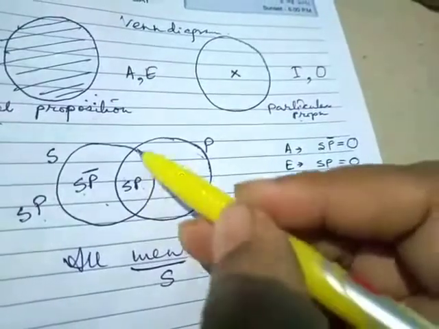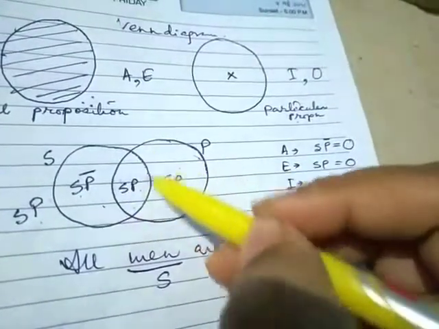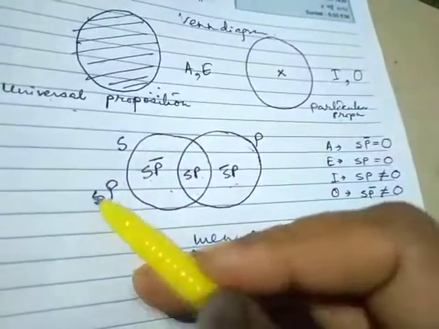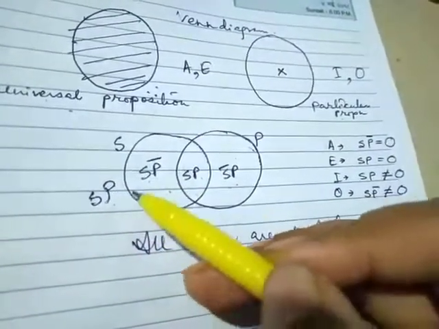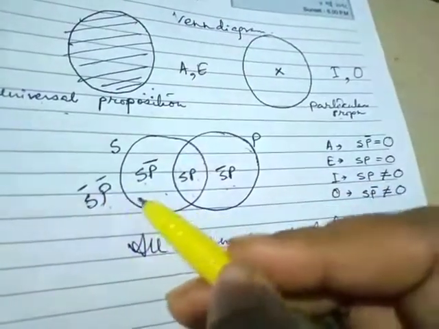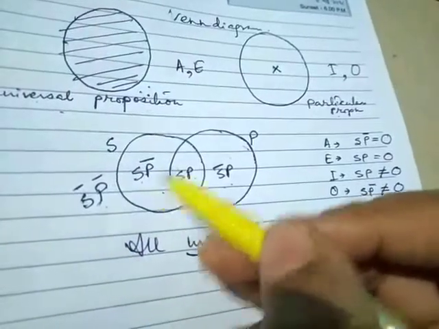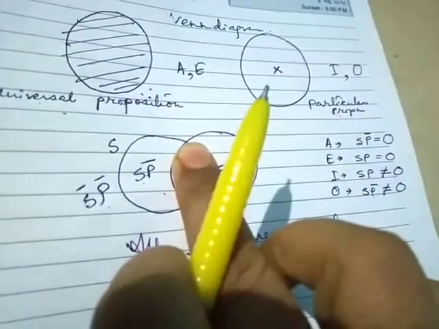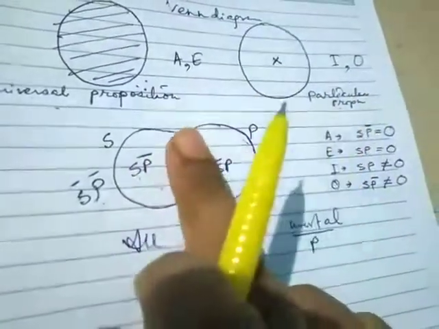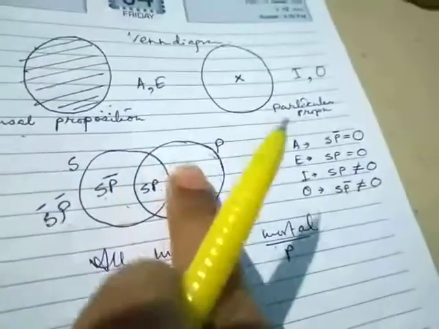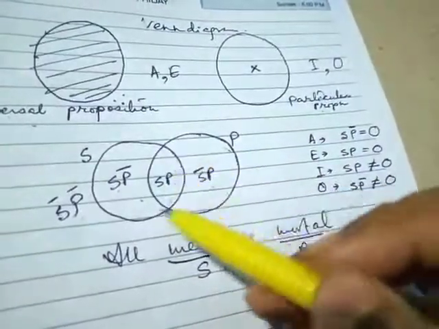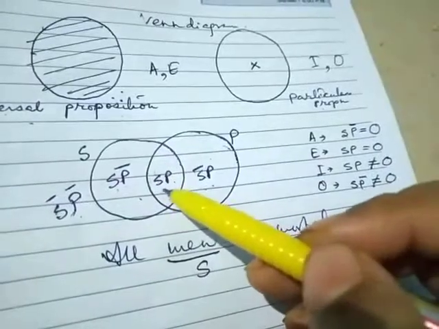In this section both the circles are here, so I won't put any bar. Here there is no S and no P, because this is outside the circle, so I will put a bar on both. In this section only S is there, P is not there, so P bar. In this section S is not there, only P is there, so S bar. And in this section both S and P intersect, so SP is here.